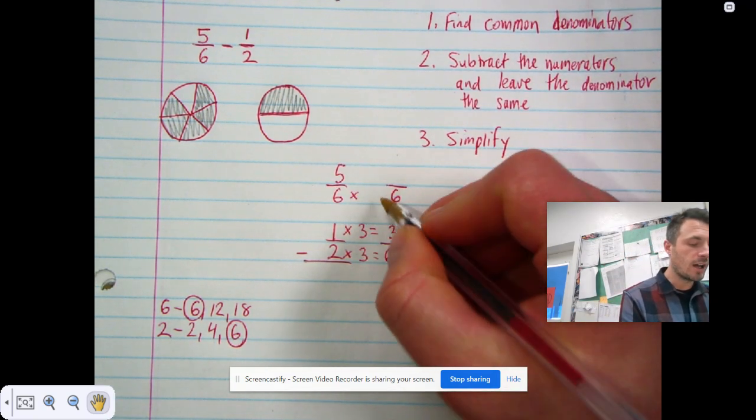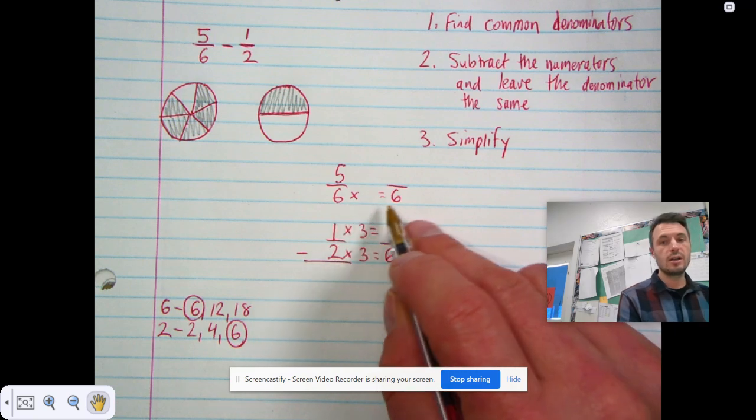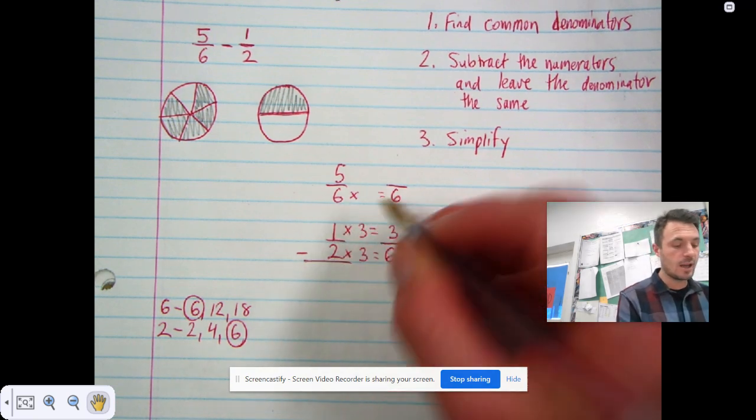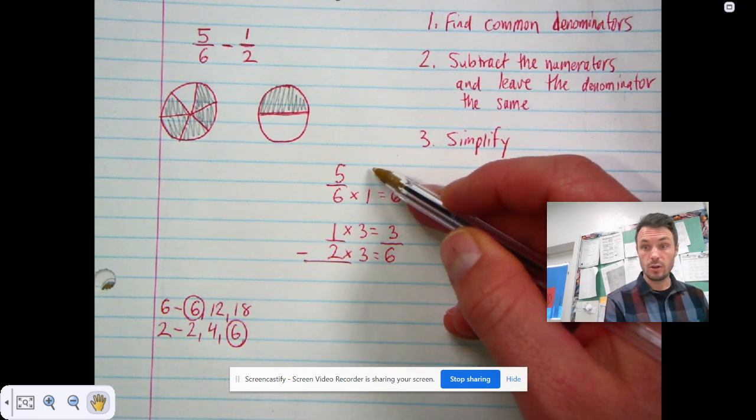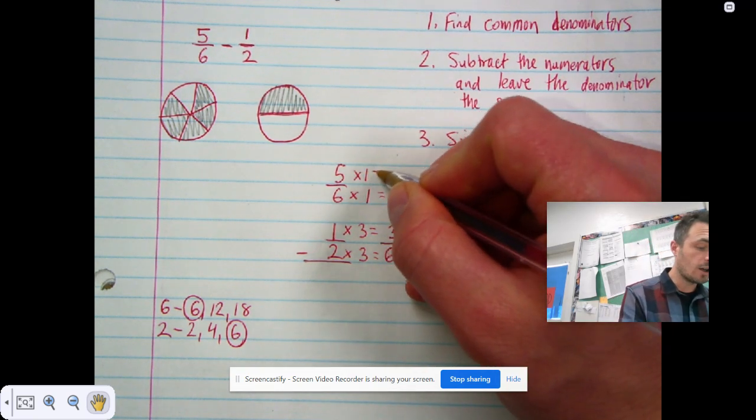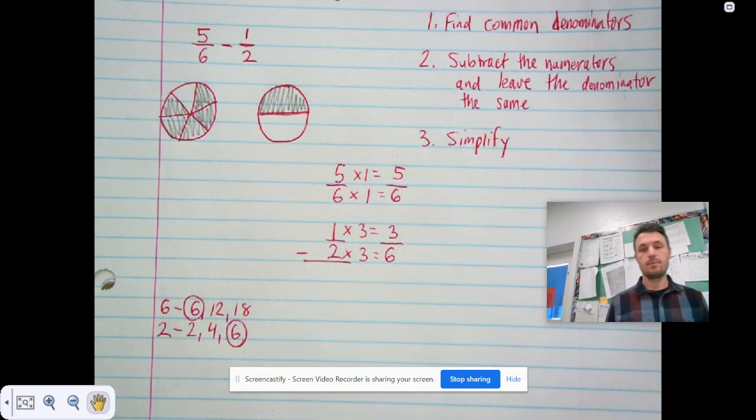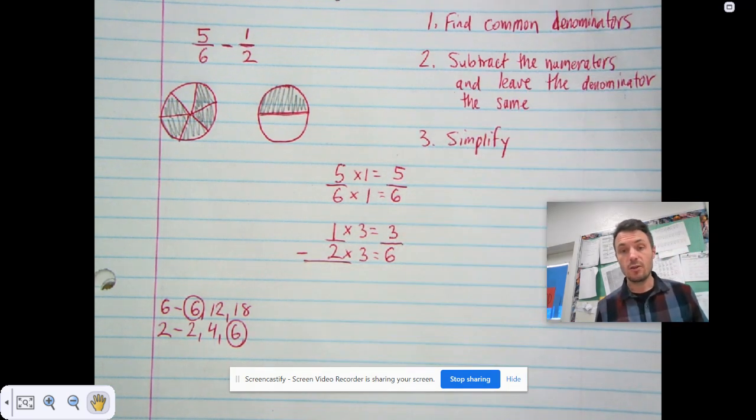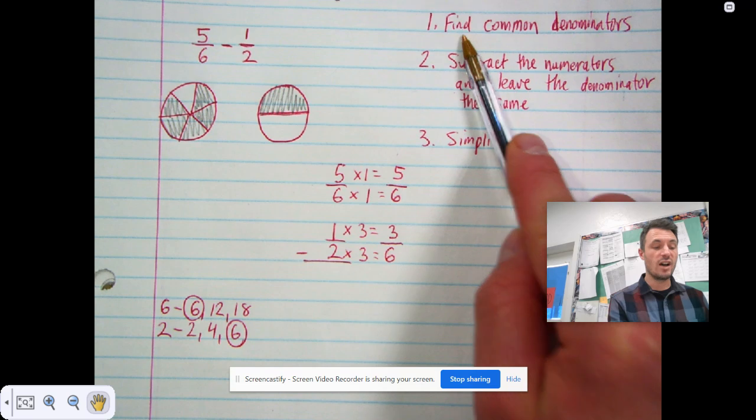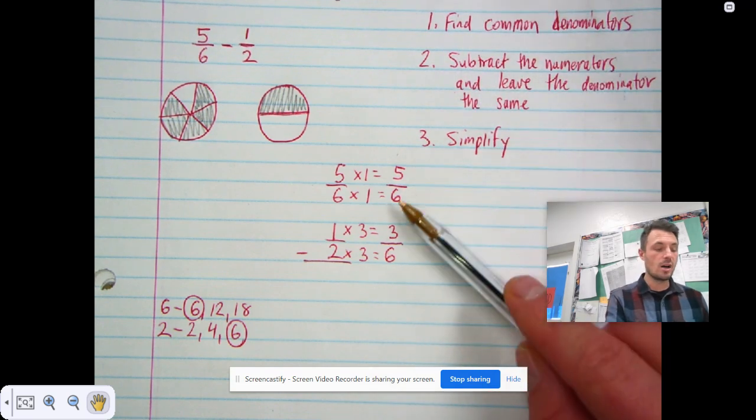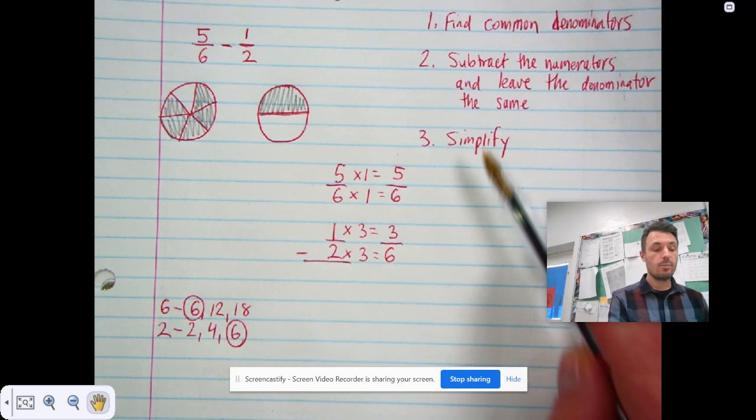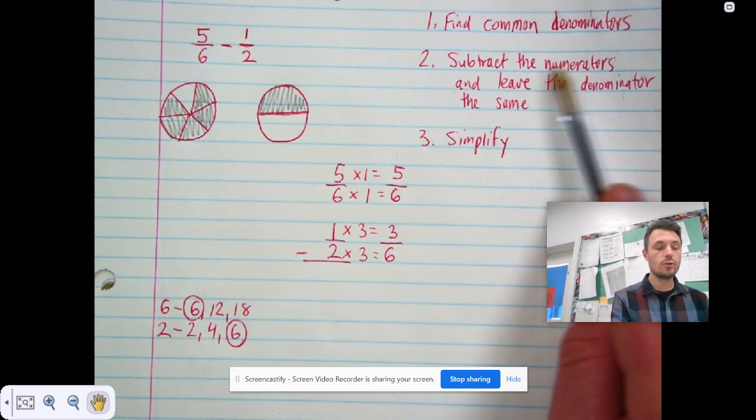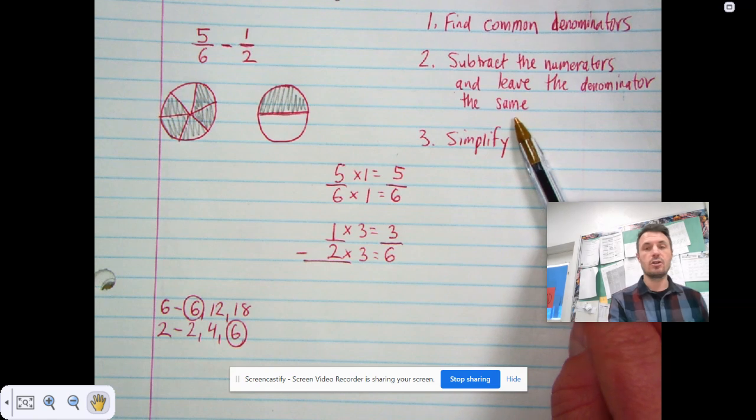What would I have to multiply from my old denominator to my new denominator? Well, 6 times 1 is 6. Whatever I do to the bottom, I have to do to the top. 5 times 1 is 5. Okay, now I've just done step 1, find common denominators. My common denominator is 6. Now I can subtract these. My next step is subtract the numerators and leave the denominators the same.